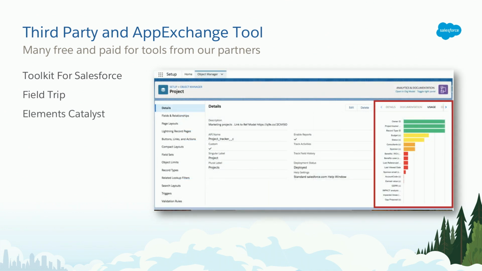Another tool, this is a newer tool called Elements Catalyst. This is another tool you can find out on the AppExchange. This has some really cool features. It can do a full org analysis, very similar to the Optimizer. One of the really cool things I like about this tool is that it provides a Chrome plugin, so that when you go into setup and you start looking at some stuff in setup and objects, it can actually give you the breakdown of the field usage right on that page.